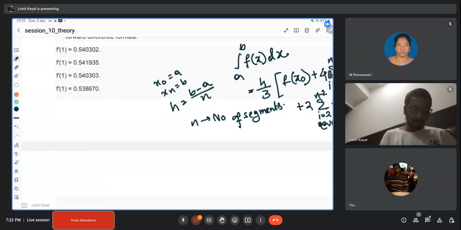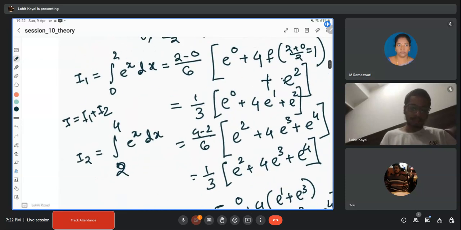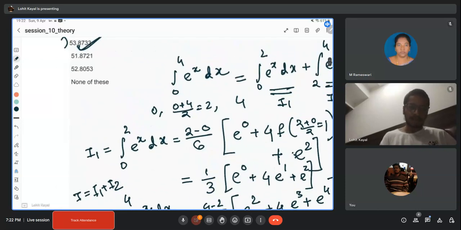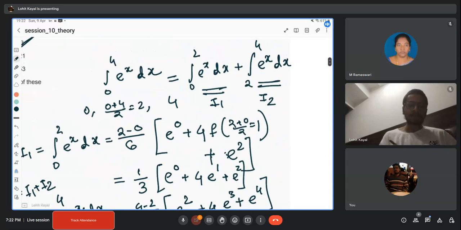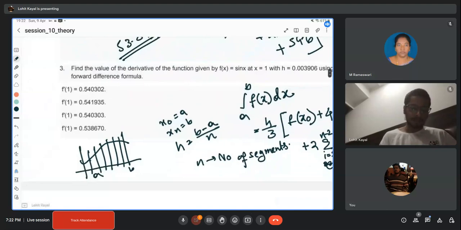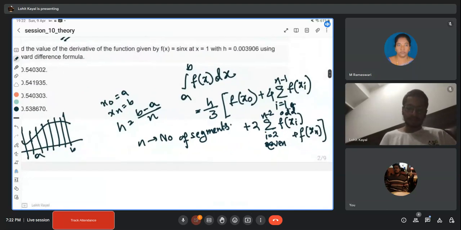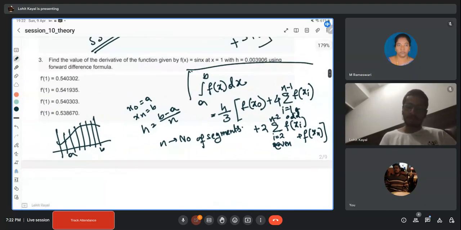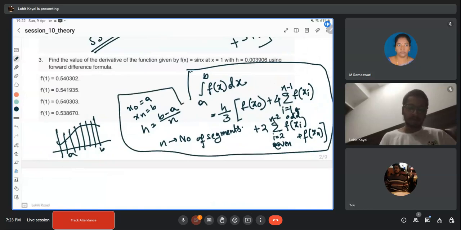That means if you have some curve like this, you can do the integration from a to b directly, or you can break it into some smaller parts, just like this problem, 0 to 4. It is broken into 0 to 2 and 2 to 4. This indicates the number of segments. So we have to use this formula when we do the code in Matlab. Okay, so keep this handy.